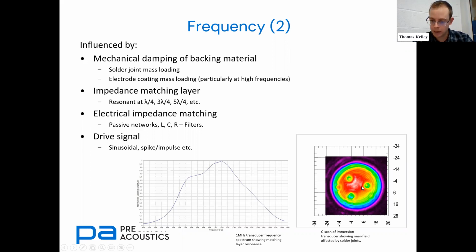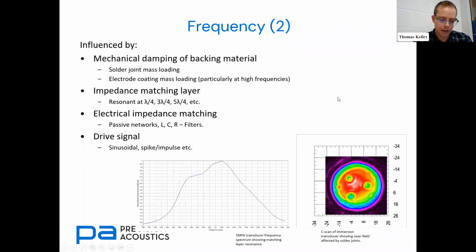So the bottom right, this rainbow colored image, this was a C-scan of an immersion transducer, plain piston transducer with 3 soldered joints on the back of the piezoceramic element. And you can see them very clearly in this near field scan, essentially a proxy for surface vibration amplitude. So as you can see, the electrode connections are something you must think about with quite importance as well.